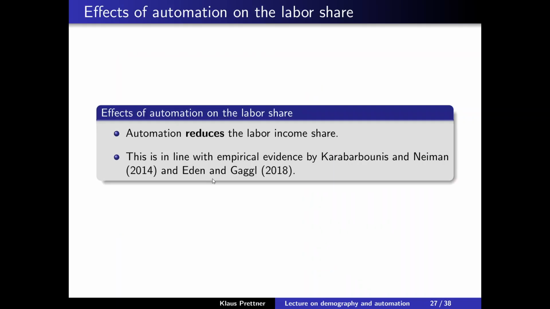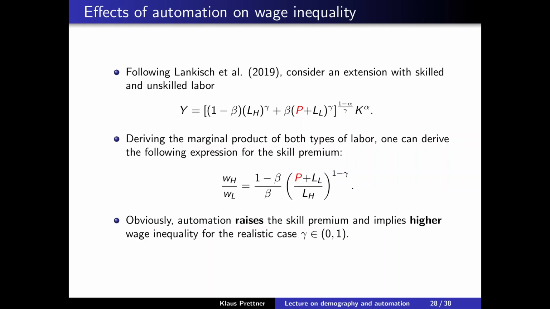So the effect of automation on the labor income share would be to reduce it, and that is in line again with empirical evidence by Karabarbounis and Neiman on the fact that the labor income share has been decreasing, and by Eden and Gaggl, who showed that automation plays a crucial role in the decrease of the labor income share. So this was on the functional income distribution.